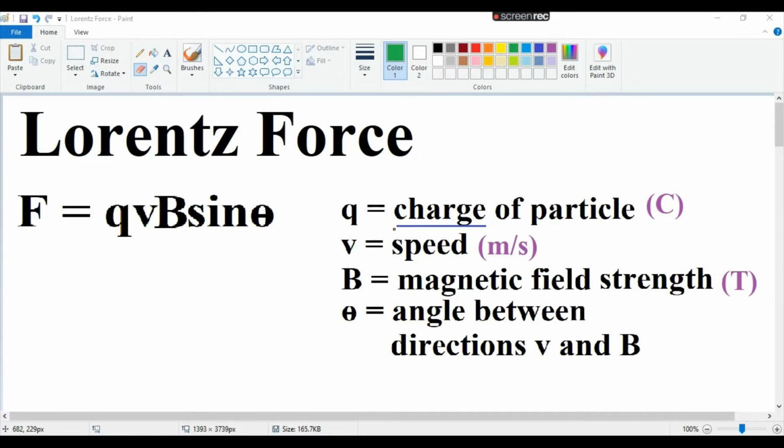The next thing that we see is V, which is equal to the speed, or velocity. And then B is the magnetic field strength, the unit of which is the Tesla, and that's based off of an inventor whose last name was Tesla. And then theta is just the angle between the directions of V and B.